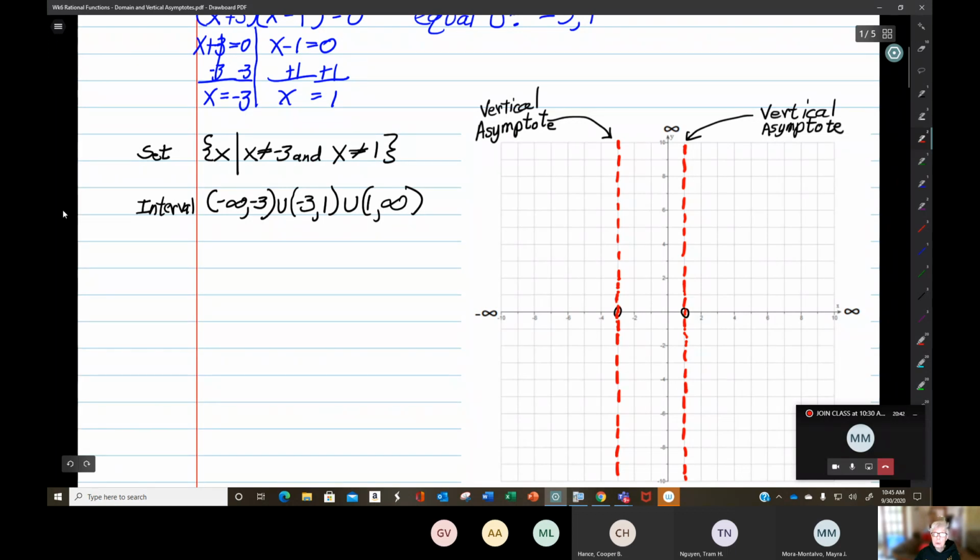But I didn't do one thing I was supposed to do. You see this equation, x equals -3? That's the equation of this vertical asymptote. And this equation right here, x equals 1, that's the equation of the vertical asymptote. Vertical asymptotes have equations, and they always look like this: x equals a number. The numbers that will make the denominator equal 0.